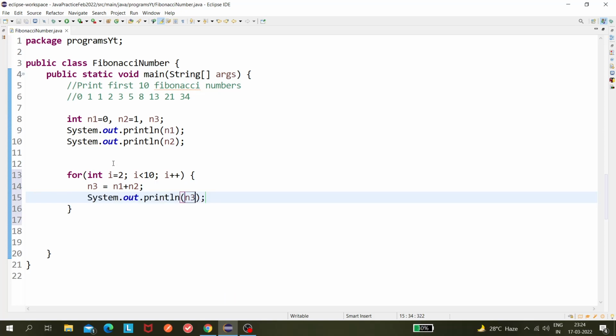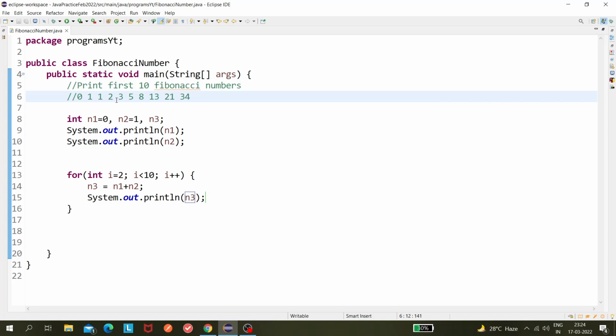So what is Fibonacci numbers, right? First we have to understand that. Sorry, I forgot to mention it. So for Fibonacci numbers, if the first number is 0 and the second number is 1, the third number would be 0 plus 1 equals 1.